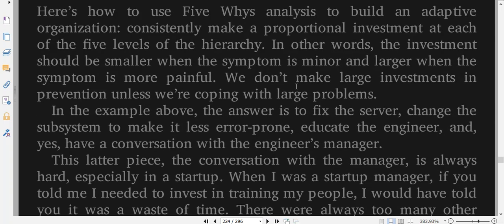Make a proportional investment. Here's how to use five whys analysis to build an adaptive organization. Consistently make a proportional investment at each of the five levels of the hierarchy. In other words, the investment should be smaller when the symptoms are minor and larger when the symptoms are more painful. We don't make large investments in prevention unless we are coping with large problems. In the example above, the answer is to fix the server, change the subsystem to make it less error prone, educate the engineers, and yes, have a conversation with the engineering manager.